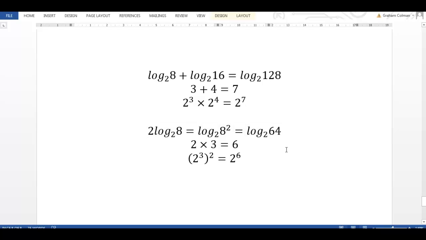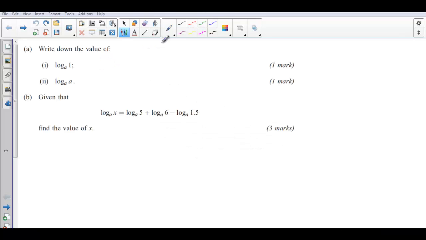Okay, so here's our first exam question. Now, for 1 mark, this first bit is really asking us to work out what the power is.